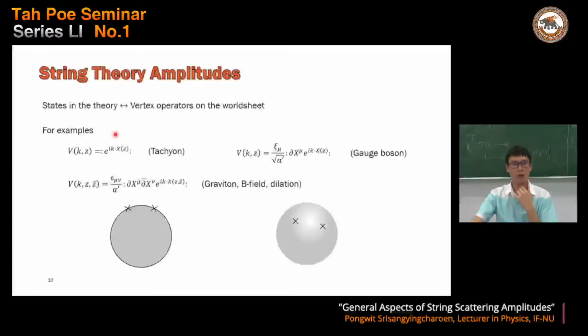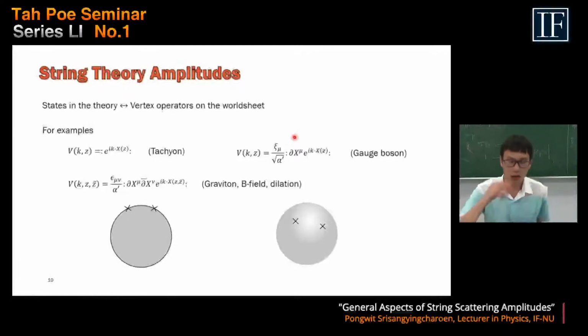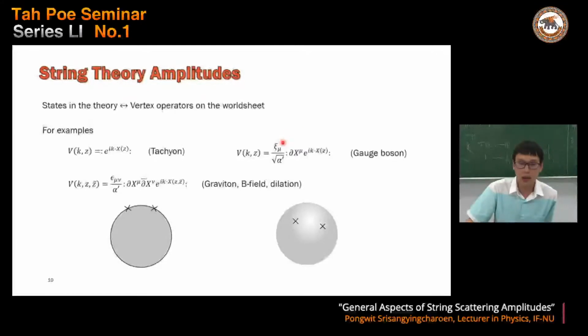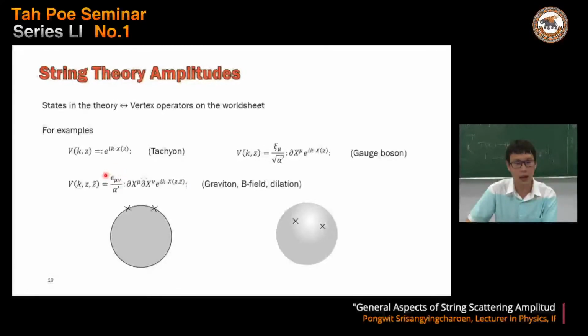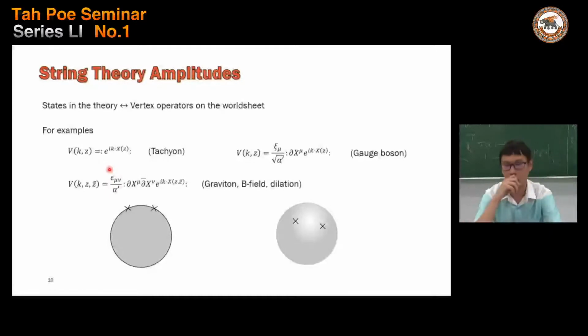with the momentum of that particle. And for the tachyon, it's just the exponential term. And for the gauge boson, there is a little derivative here, and the vertex, and the polarization vector psi mu here. And then for the graviton, it is here, where the polarization vector is denoted by epsilon here, need to be symmetric and traceless.